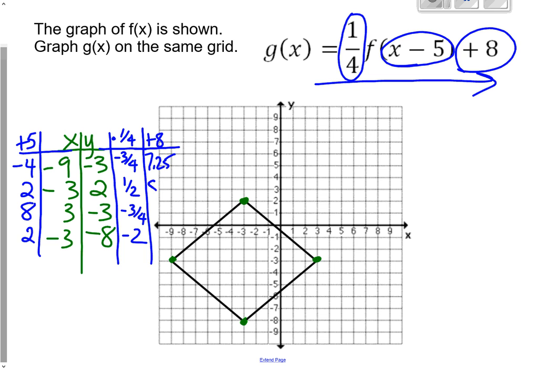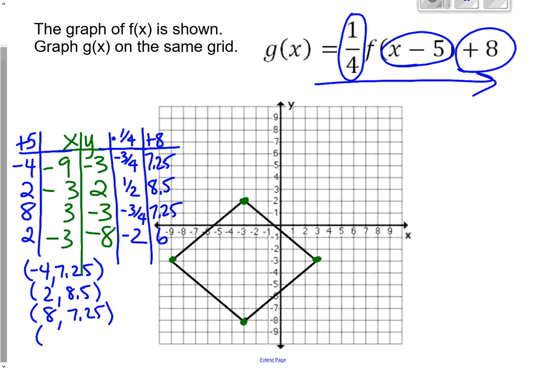7.25, 8.5, 7.25, and 6. So I just converted those into decimals and then added 8 to them. Just makes it a little bit easier for me when I'm eyeballing where I'm going to put these points. All right, so my new points are going to be at negative 4, 7.25, 2 and 8.5, 8 and 7.25, and 2 and 6.